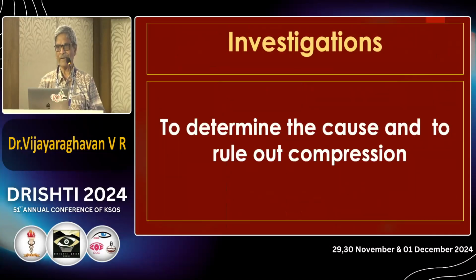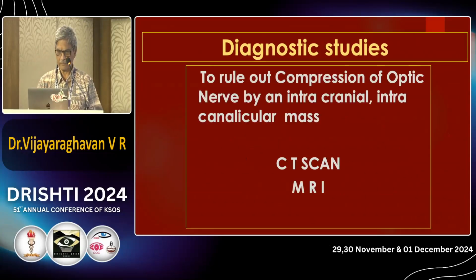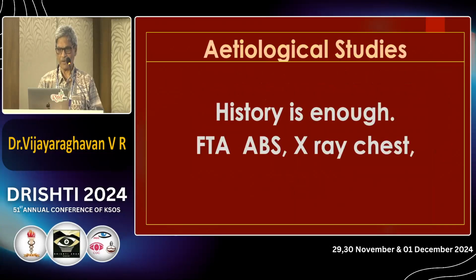Why do you want to investigate? To rule out the compressive lesion, the main aspect. See, everyone knows multiple sclerosis, they can also treat. But the most important point, you have to rule out a compressive lesion so that you can avoid life-threatening problems. CT scan, MRI, the most important things. Understand now? Other things like other investigations.